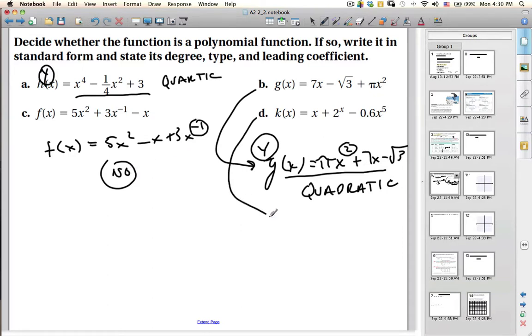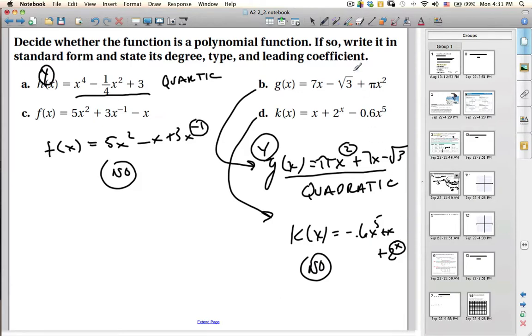And in this final problem, number d, I have x plus 2 to the x power and minus 0.6. So if I try to start putting this into standard form, I'll have negative 0.6x to the 5th, plus x plus 2 to the x power. Well, this is not okay. My variable can't become an exponent, so no, this is not a polynomial function.